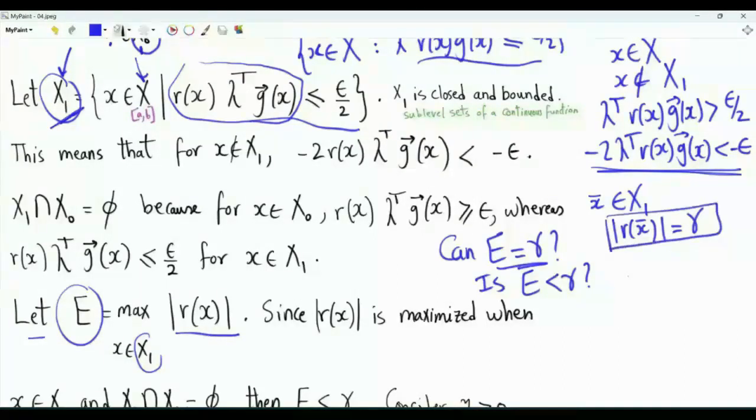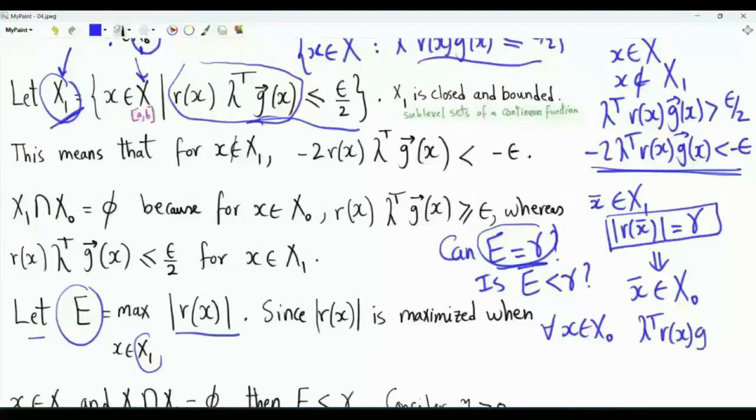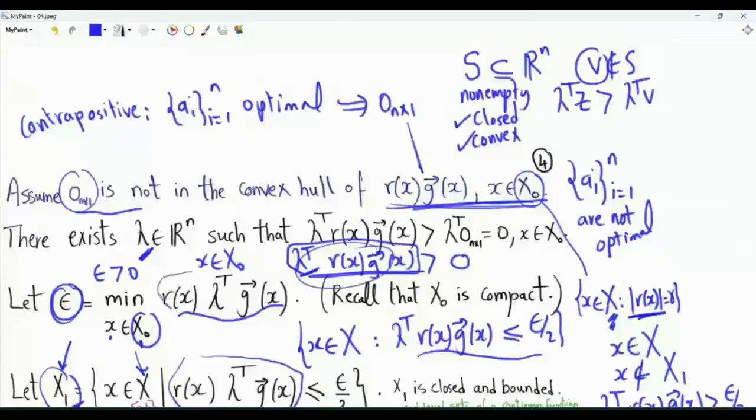If x bar satisfies this equality, then x bar must be in the set X0, which by definition contains all small x in big X at which the magnitude of the residual is equal to gamma. If we assume this, x bar is in X1 and is in X0. But this cannot be the case. Why? Because for every x that is in X0, we have this quantity, lambda transpose Rx G arrow of x, is greater than or equal to epsilon. Recall that epsilon is the minimum of this quantity with a small x in X0. For small x in X0, this quantity is epsilon or more.